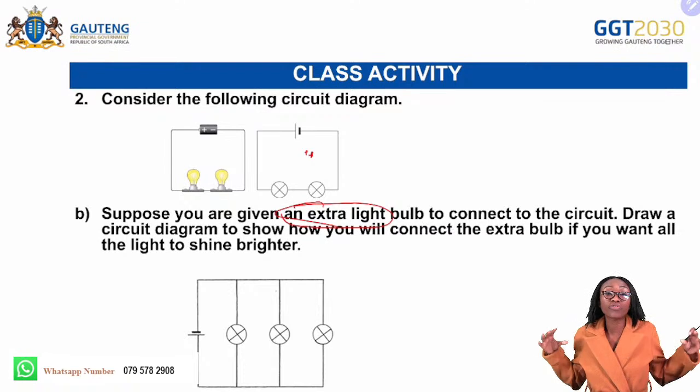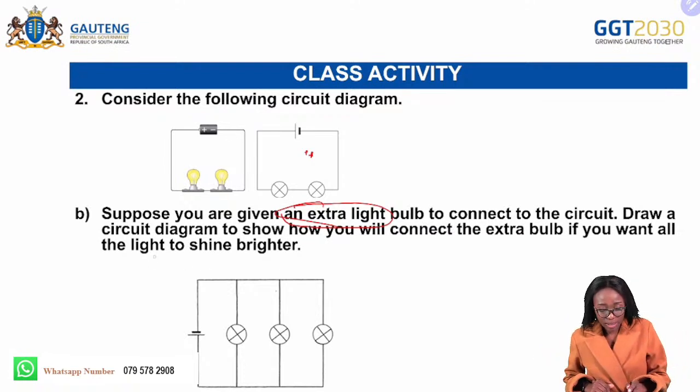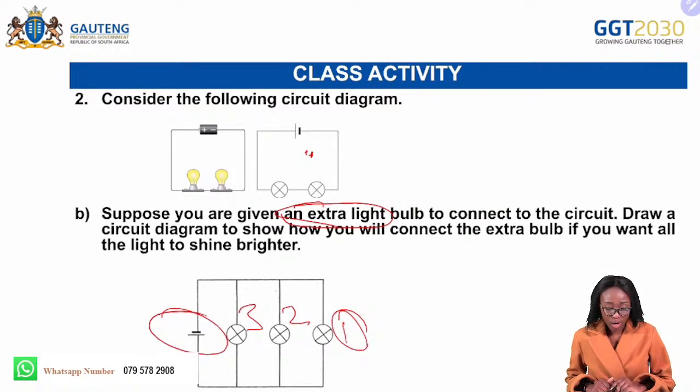If you want all of that to shine brighter, this option again is parallel circuit. Number 1, number 2, and number 3, and then our power source. Always remember your power source. So those are our 3.